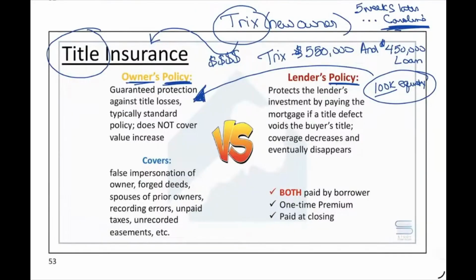However, if she's got a loan, the lender gets a policy, and that's going to cover any of the lender's investment. It's an insurance policy to protect the bank. Both of them are a one-time premium, and in my state, they're paid by the borrower, not all states.